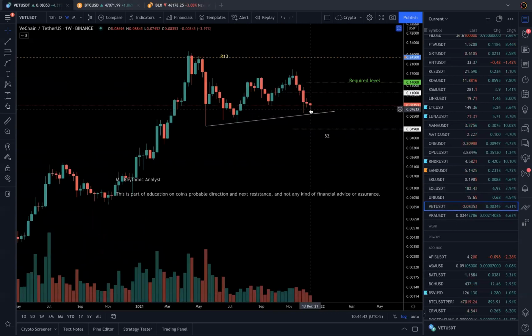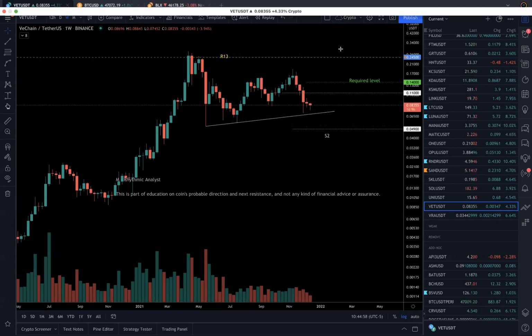VET is also on edge, as you could see, right? This level is so important for it, for multiple reasons, right? This line is almost on edge, right? And so this is important for this structure to survive.